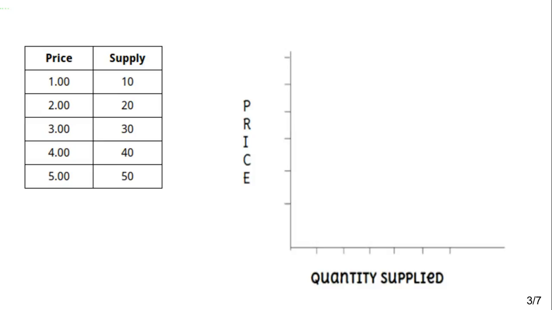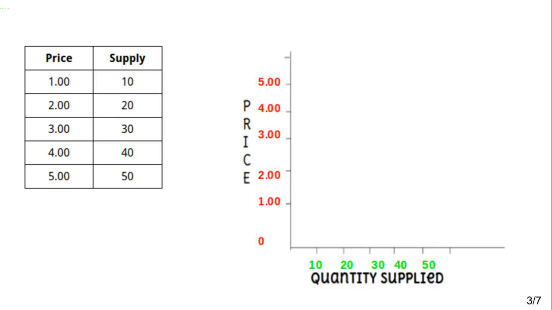So why don't you go ahead and label your axes. There's the price axis. I got those lined up as much as I could, sorry. And then there's your quantity supplied. And remember, you can pause this video at any point in time if you're having trouble keeping up with me.